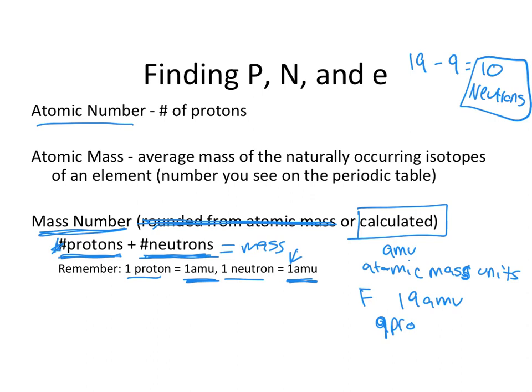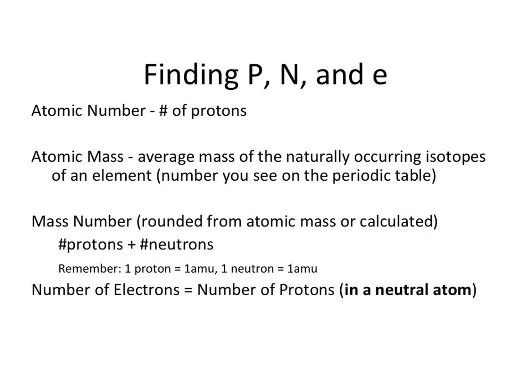So if you have the mass number and the number of protons, you can calculate neutrons, or if you have the number of protons and the number of neutrons, you can calculate the mass number. Either way. Typically, protons is going to be a number that you're always given because it's going to be the identity of the atom.